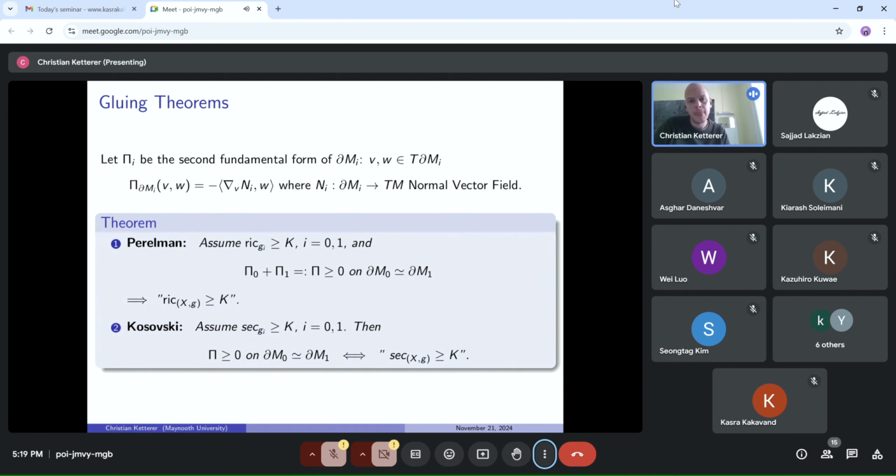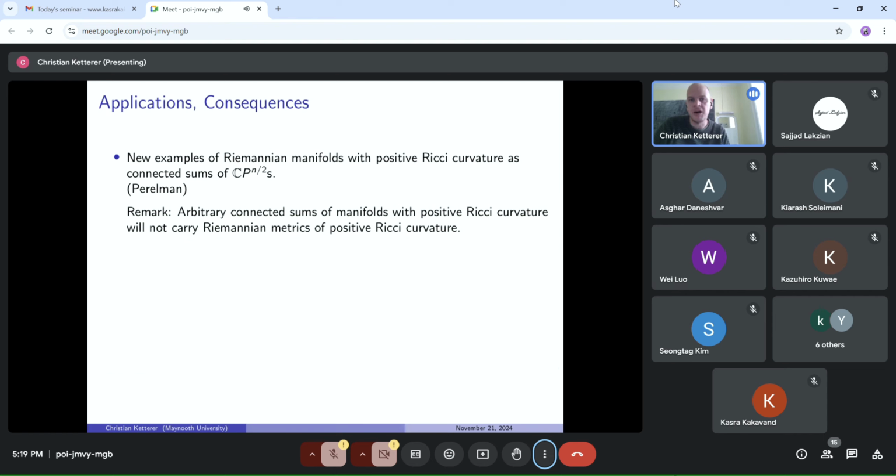And let me, at this point, say something about why it is useful to look into this. The first point I want to mention is that when Perelman proved this theorem, his main motivation was not the gluing itself, but he wanted to construct new examples of manifolds with positive Ricci curvature. Using his gluing theorem, he was able to show that connected sums of CPNs in fact admit metrics of positive Ricci curvature.